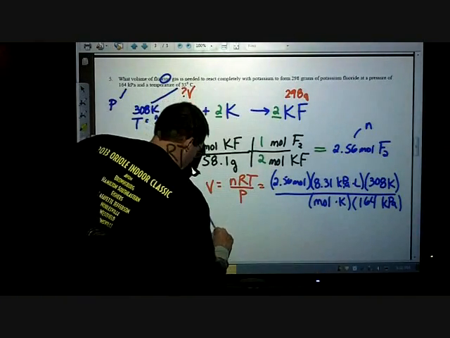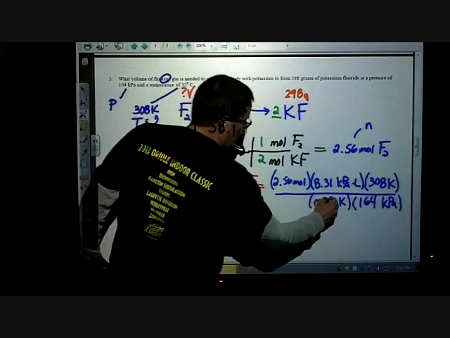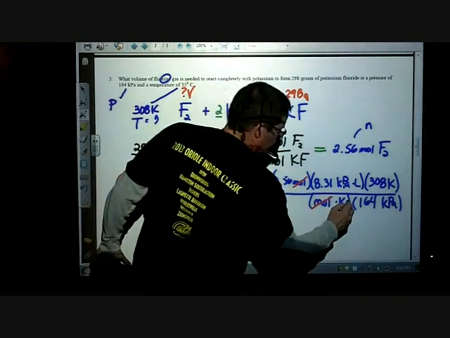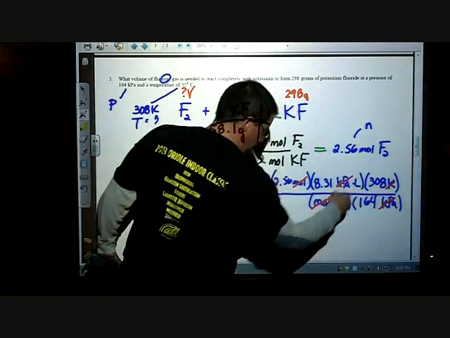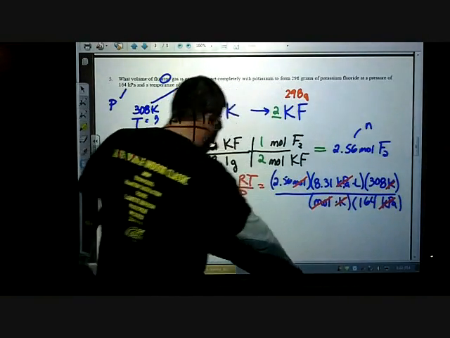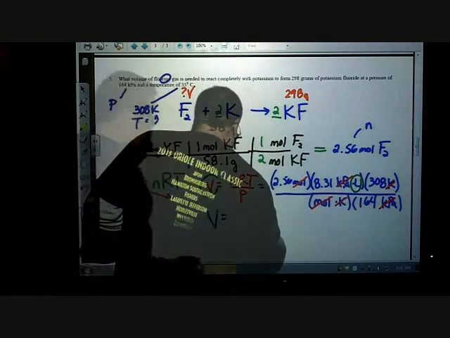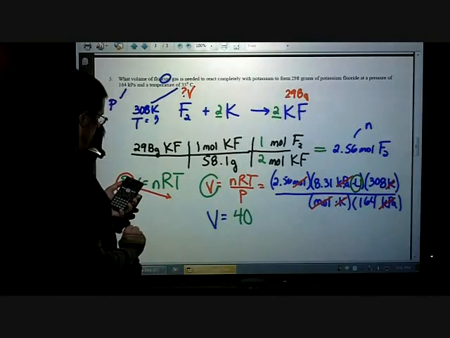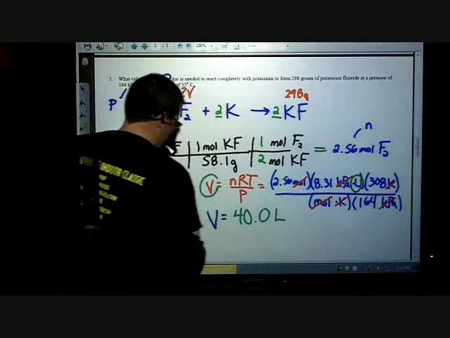So our volume, and again, of course, look at your units. Moles cancel, Kelvin cancel, kilopascals cancel. You're left with your liters, which is volume. So we have our volume, and the correct volume is 40. And we'll say it's just 40.0 liters. Okay.